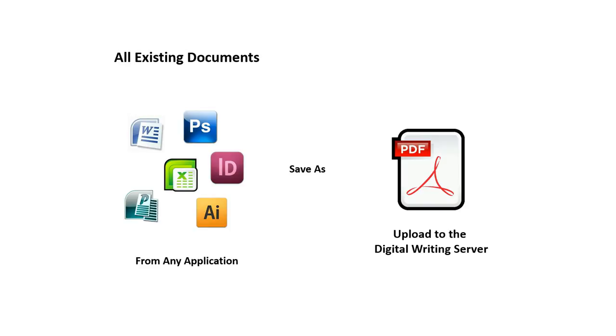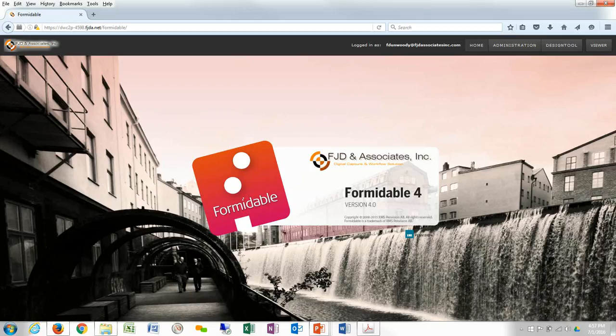Now, let's go to our digital writing application and see how easy it is to get that document into the system and turn it into a real-time capture solution. I'm going to jump over to my browser. Digital writing operates as a browser-based application. In the top right-hand corner, you're going to see a number of icons. We're going to go to the design tool.